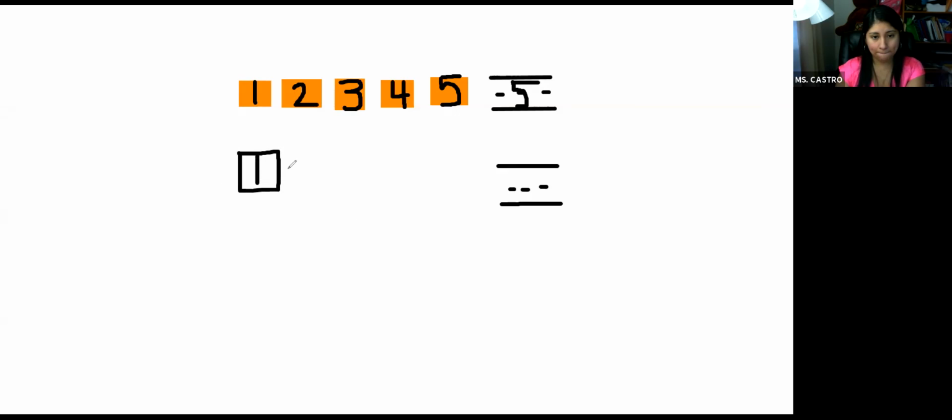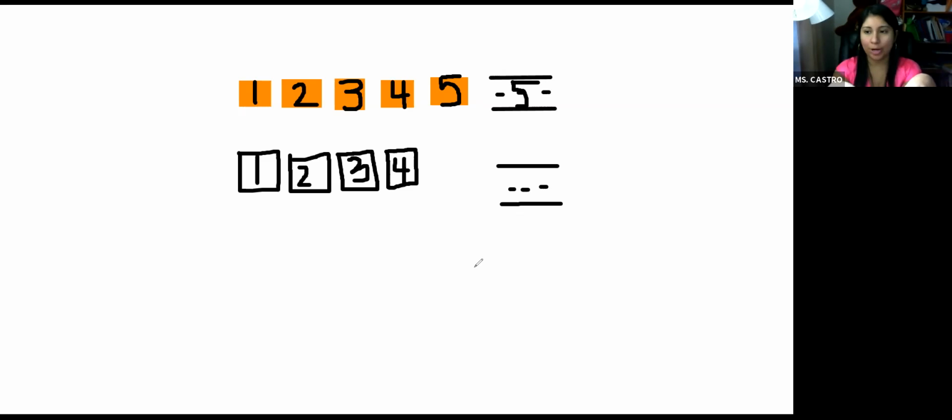1, 2, 3, and 4. And we can tell that 4 is a number that's less than 5 because when we just drew the 4 squares, it's a smaller amount. It's a smaller set, small number. So we have 4 squares, and on the line, we're going to write the number 4.